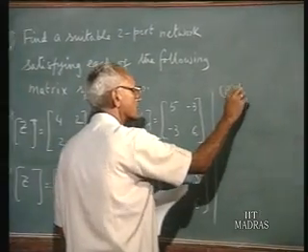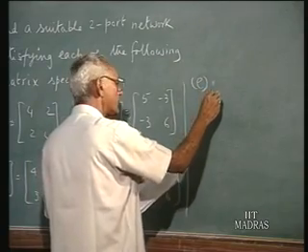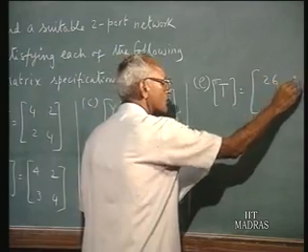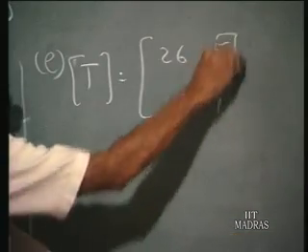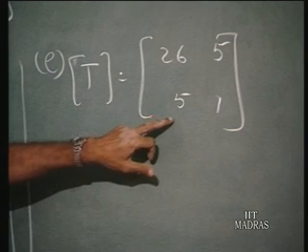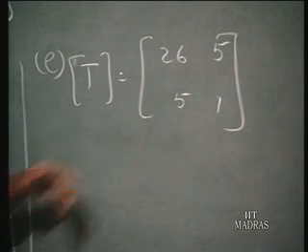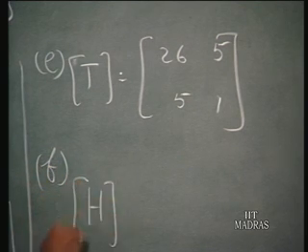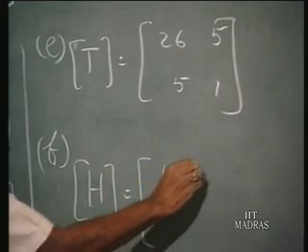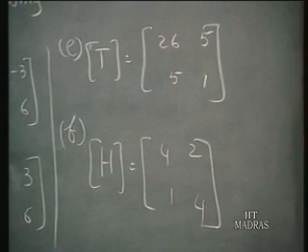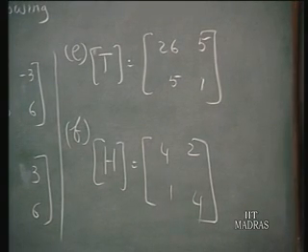E, the T matrix, the ABCD matrix for this is 26, 5, 5, 1. You observe that the determinant of this T matrix is equal to 1, 26 minus 25 equals 1. So it should be possible for you to find out a reciprocal network satisfying this. F, the H matrix for this is 4, 2, 1, 4. So you find out for each one of these specifications a simple 2-port network satisfying the specifications.